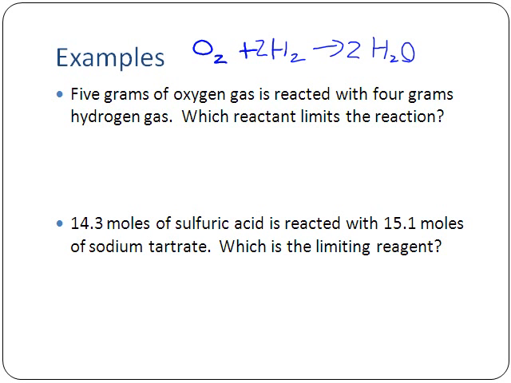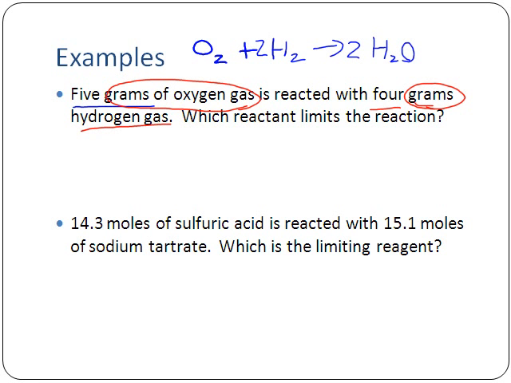Next step, what you're going to do is say, okay, let's pick one of the 2 to start with. I'm just going to say let's start with the first one, 5 grams of oxygen gas. You're going to convert from the unit of the first one, grams of oxygen gas, into the units of the second one, which is grams of hydrogen gas. So we're going to go from 5 grams oxygen gas into grams of hydrogen gas, and we're going to see if it's bigger or smaller than 4.